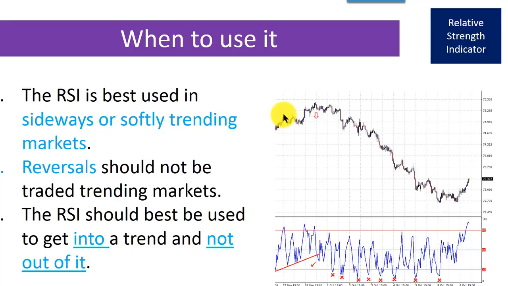So they're ideal when the market's moving sideways. It will tell you which direction the breakout's going to happen, and then you use that to get you into the trend, but you don't use it to get out of the trend. It will all make a bit more sense as we go on.